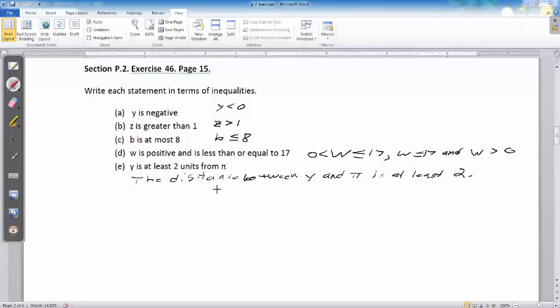Well, we already know how to say the distance between y and pi, if you watched the end of the last video anyway. The distance between y and pi is the absolute value of y minus pi. And then at least 2, well, we talked about something similar to that in C. To be at least something, you have to be greater than or equal to. So the absolute value of y minus pi is greater than or equal to 2. And we're good. Let's go to the next problem.